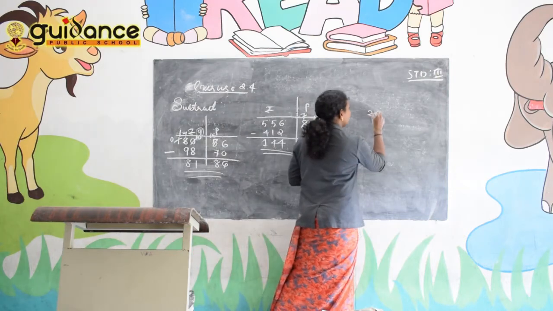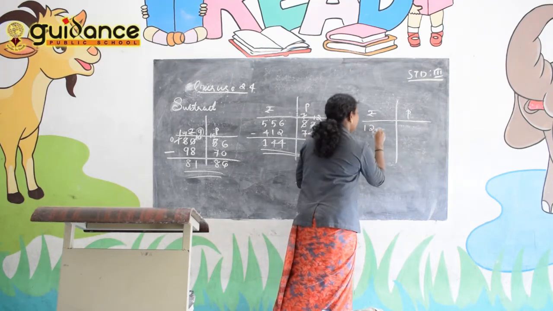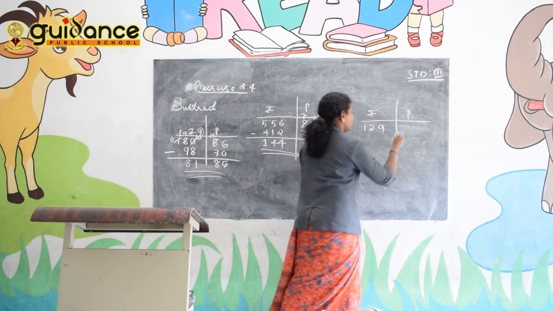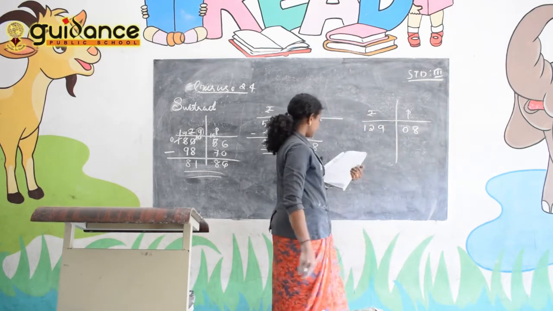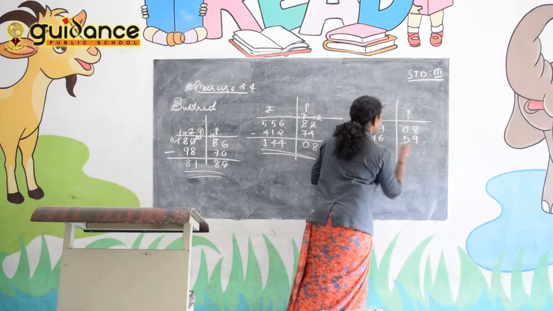Okay, then clear. Then next, how many rupees? 129 rupees 8 paise, 96 rupees 59 paise.